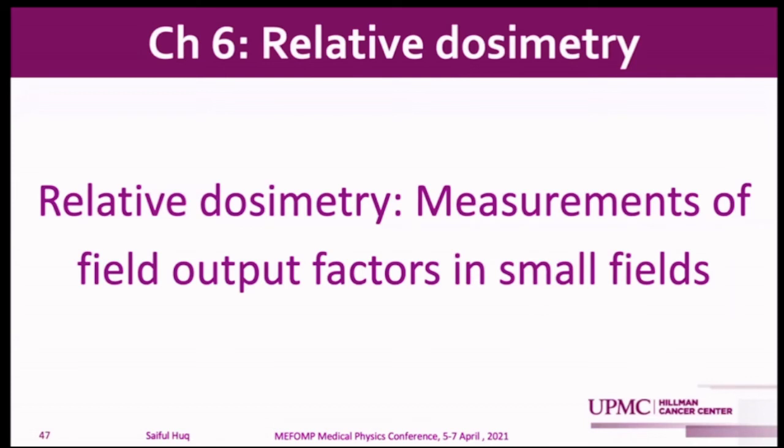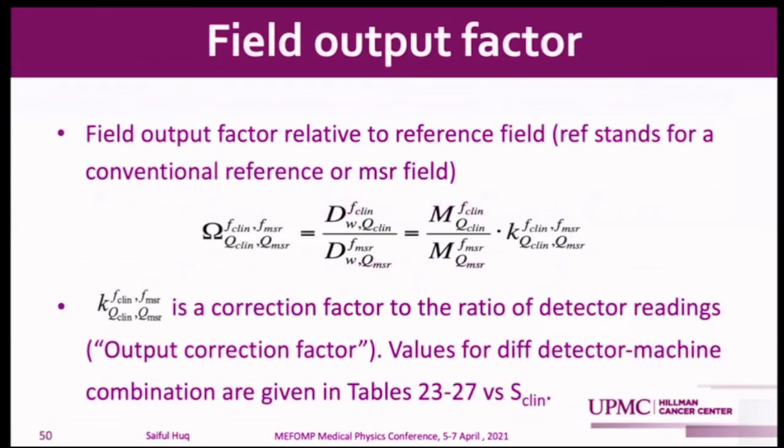Chapter 6 deals with relative dosimetry. It's the measurement of field output factors in small fields. This is perhaps the most significant contribution of the code of practice. So we know that the field output factor for a clinical field, shown here by this notation, is defined as the ratio of absorbed doses in the clinical field to that in the reference field. It can be an MSR field or it's a reference field, and this is the omega notation. So it's a ratio of absorbed doses.